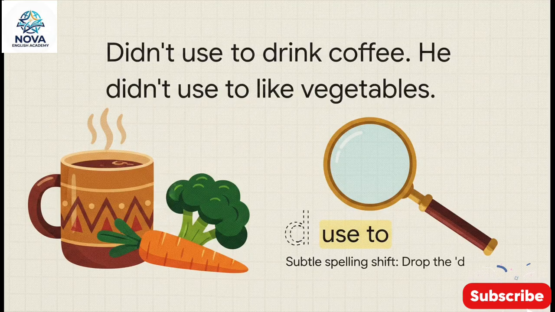Let's see that structural change in action. I didn't use to drink coffee, or he didn't use to like vegetables. In both of these cases, the word didn't does all the work of telling us we're in the past, so use stays perfectly in its base form. It is a subtle shift, for sure, but an essential one for getting this grammar structure exactly right.